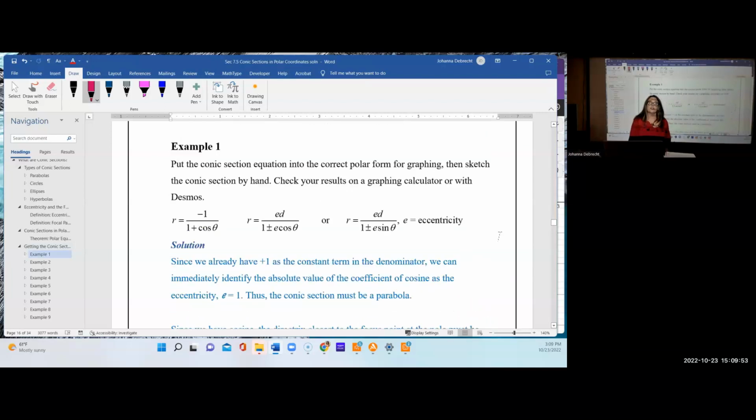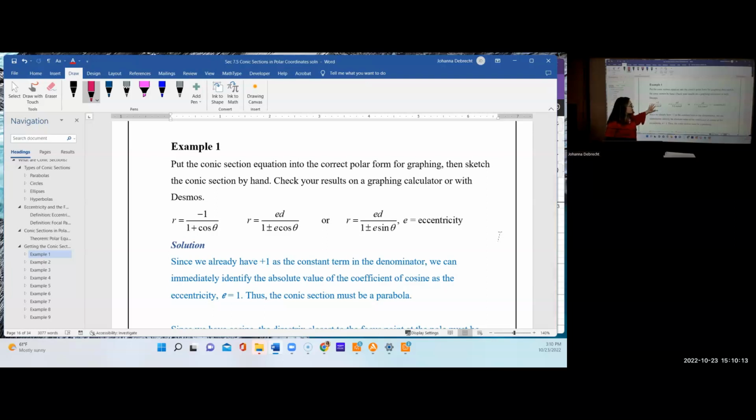Now, the best way to do these is just to do a lot of examples. The more you do, the better at it you're going to get. So the first one I kind of worked through a little bit. It's a parabola. But then after that, we'll work a whole bunch of them where I haven't worked it out for you in advance.